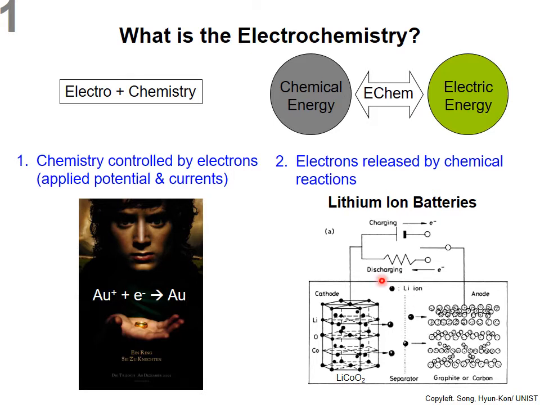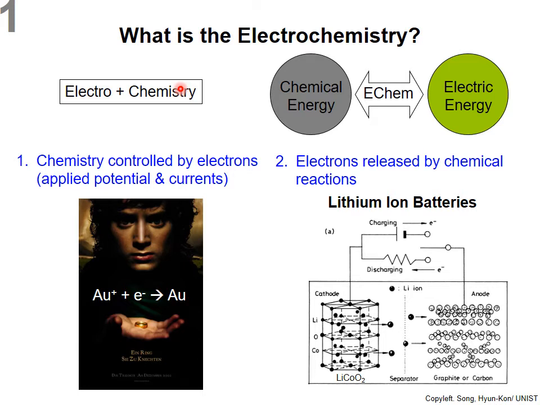Okay, here we go. What is the electrochemistry? I'm talking about the definition of electrochemistry. Electrochemistry consists of two keywords. Electro, that is the first keyword, and the second one is chemistry. Electro indicates electron, of course, or sometimes current, sometimes potential. The chemistry is the chemical change.